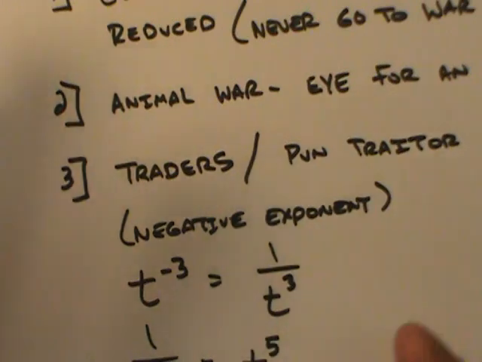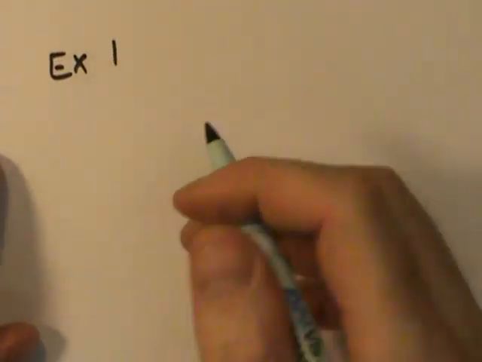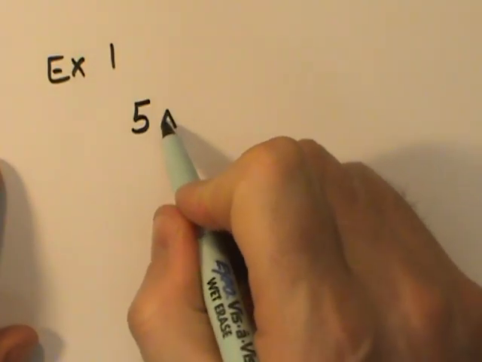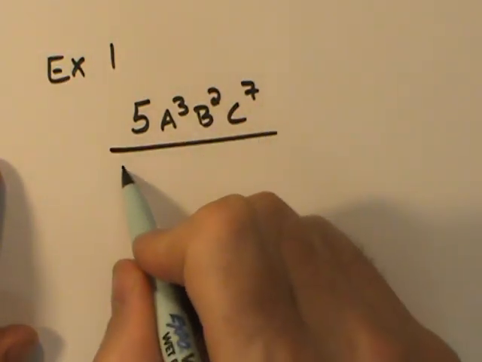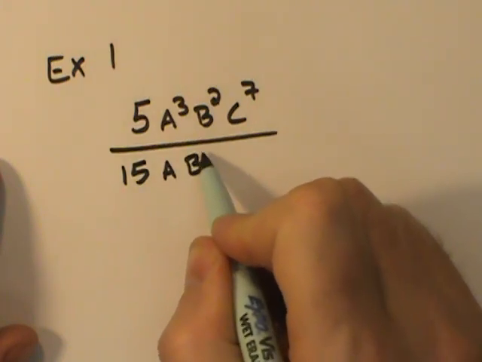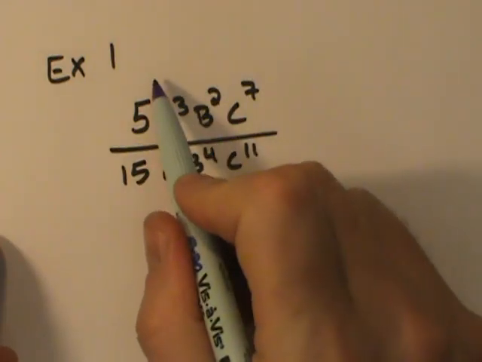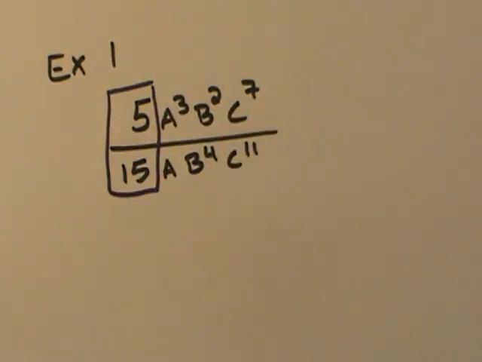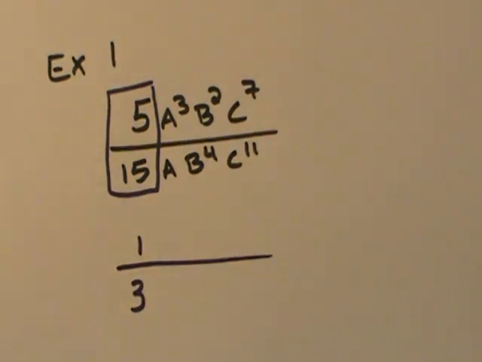The best thing to do at this point is just to run through several examples and show you how the game of war is played. And so that's what we'll do. We'll start with our first example here. This is example 1. And we'll say something like this: 5a cubed b squared c to the 7th over 15a b to the 4th c to the 11th. So we start with this dividing monomial idea. We look at our coefficients and we ask, how does 5/15 reduce, if it reduces at all? And of course, in this case, it does reduce to 1 over 3.